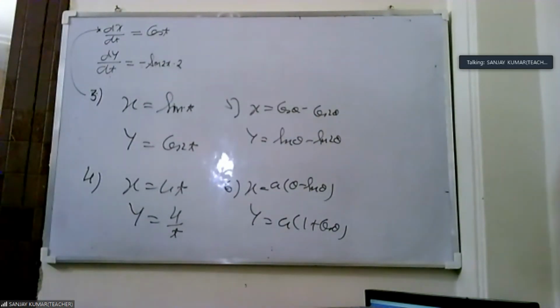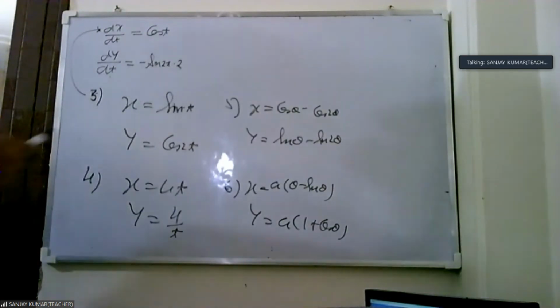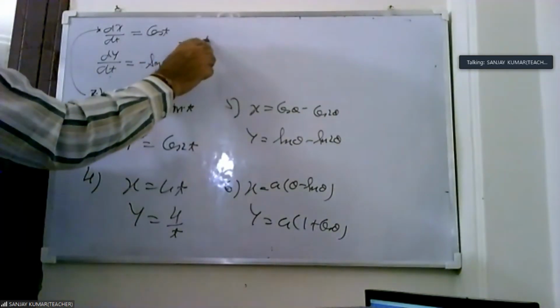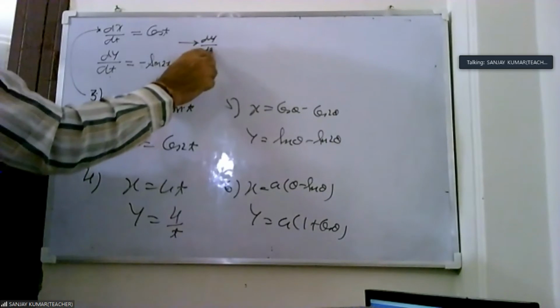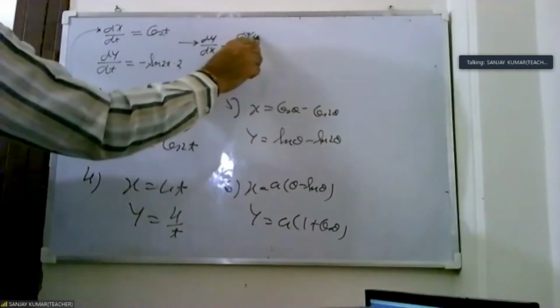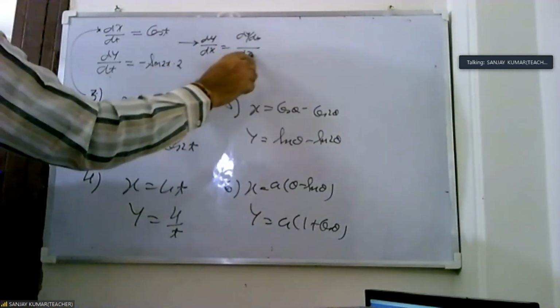First you find dx by dt, then you find dy by dt, and depend upon the question. If it is t, then you find dx by dt. If it is theta, then you find dx by d theta. Okay, the one parameter is common, x and y both having the same parameter. Now he says find dy by dx. So the meaning of dy by dx is dy by dt divided by dx by dt.